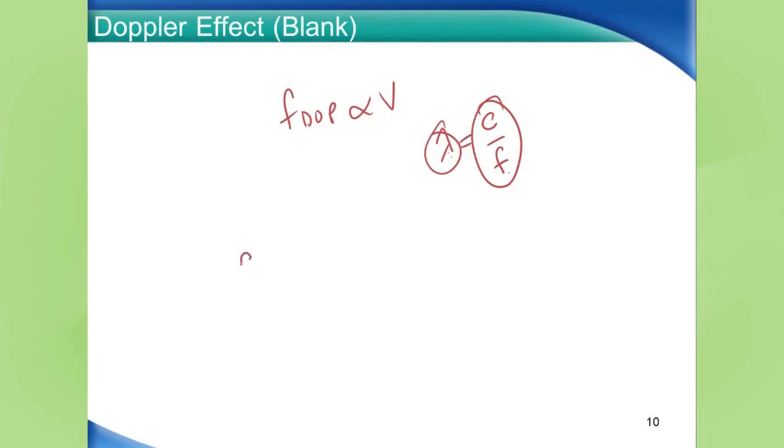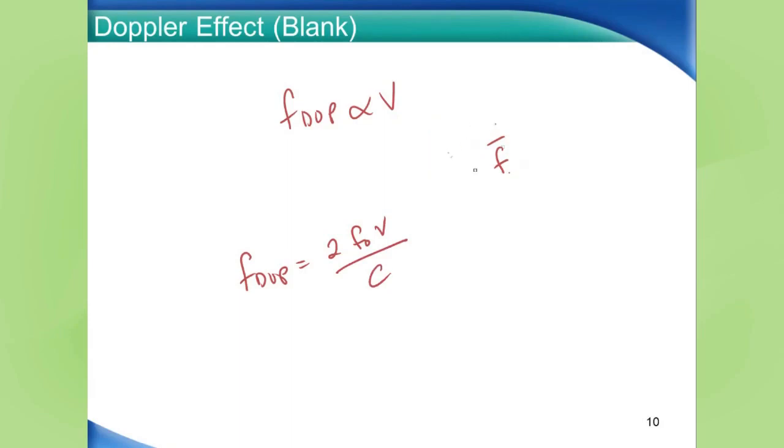So we're going to write out the Doppler equation now and say the Doppler shift equals 2 times the operating frequency times the velocity divided by the propagation speed. And now the only thing we have left is the angular effect.